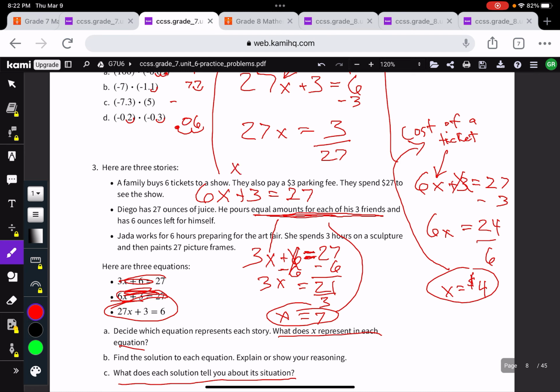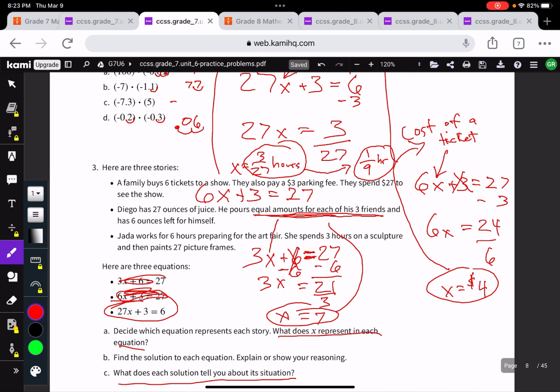Guess what? X equals 3/27. So that's hours. And we could simplify that. I'll write it over here. That's also equal, 3 goes into both 3 and 27. So that's equal to 1/9 of an hour. That's the amount of time.